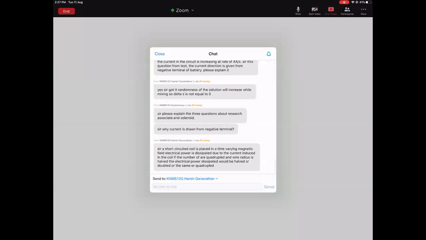Sir, a short circuited coil is placed in a time varying magnetic field, electrical power is dissipated due to current induced. The number of turns are quadrupled and the wire radius is half. The electrical power dissipated would be half or same or quadrupled. I hope you understood the previous question, why current is drawn from the negative terminal, because overall potential seems to be higher than the applied potential. So by Kirchhoff's law, the current will be drawn from the negative terminal.